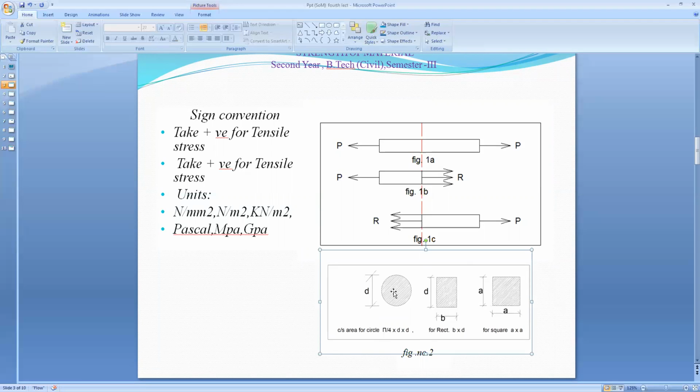The first part of figure number 2 is solid circular in nature. The second part of figure number 2 is rectangular. The third one is a square bar. With respect to that cross section, we can find the cross section area: for the circular, pi by 4 d square; for the rectangular, b into d; for the square, a into a, as given in figure number 2. Also we have to take the sign convention of the stresses.